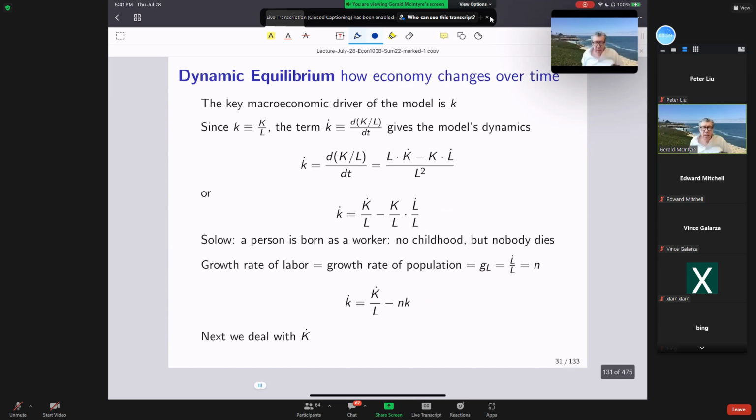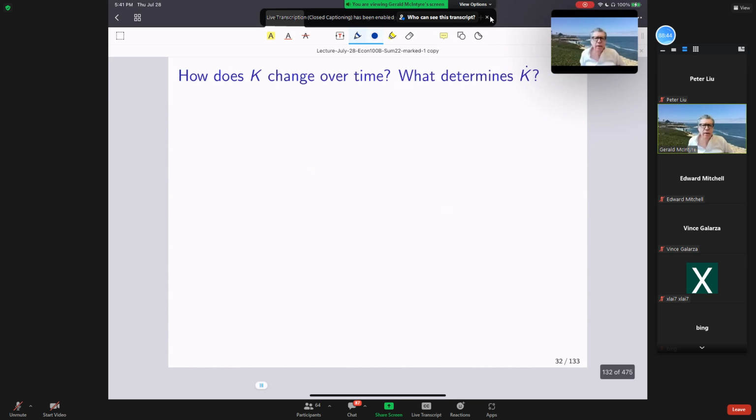So next, I'll deal with this capital K term in the numerator. Now I'm going to push on here. We'll ask ourselves, how does this capital K change over time? What determines capital K dot? Any answers to that in the room? How does capital K change over time? I've actually mentioned this a couple of times already. How does the capital stock increase? Investment. Yeah, investment, right? But we have to be careful here.